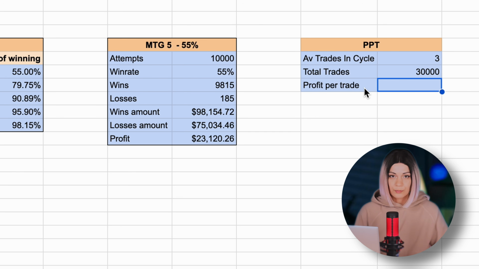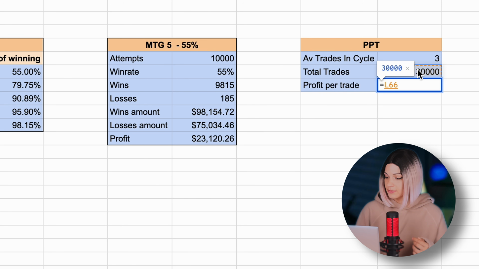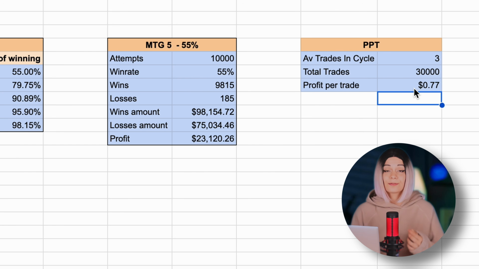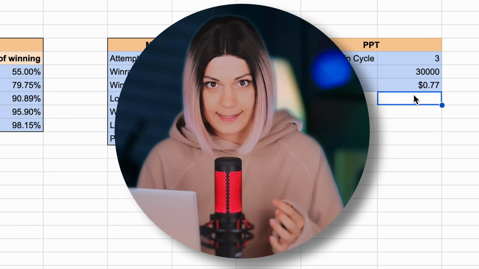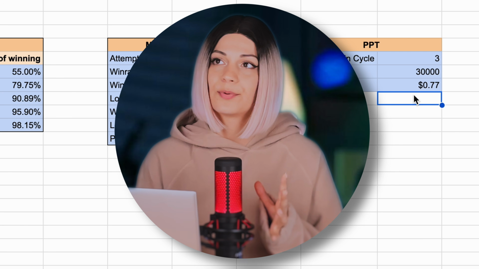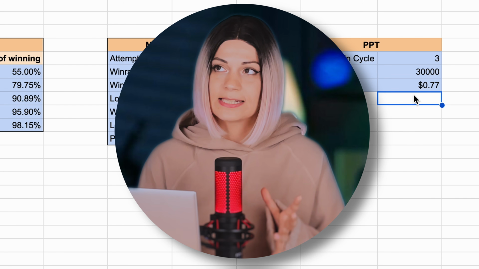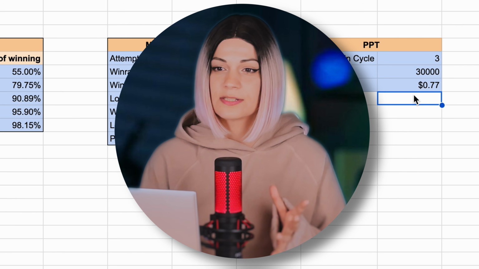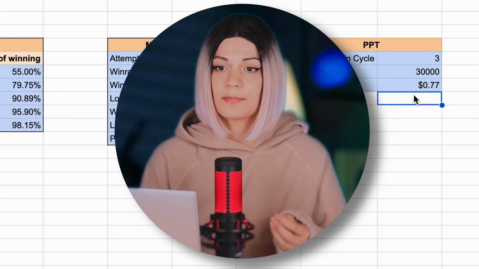And now we also need to understand that the PPT changed here as well. We take the profit and we divide it by total trades, and the amount of money that we get from each trade is going to be higher than if you would not lose Martingale, right? So from the point of view of profitability, there is not a big difference, but there is a huge difference in terms of time and effort.